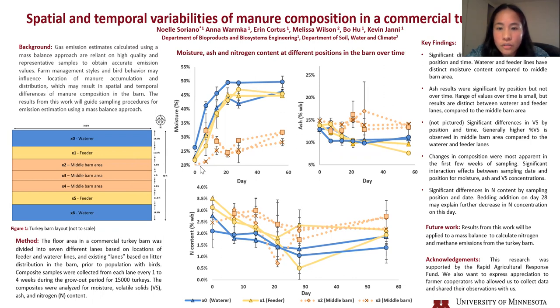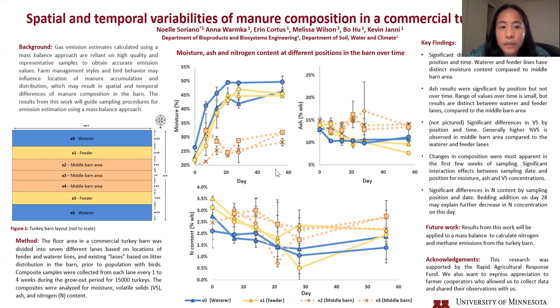The results of that are shown in the graphs in the middle of the poster. We indicated the results from the waterer lanes using the blue lines, the feeder lanes using the yellow lines, and finally the middle of the barn area lanes using these dotted peach lines. Starting with the two graphs on the top, looking at moisture and ash content, we see that the moisture content in the waterer and feeder lanes is larger than the moisture content in the middle of the barn area.